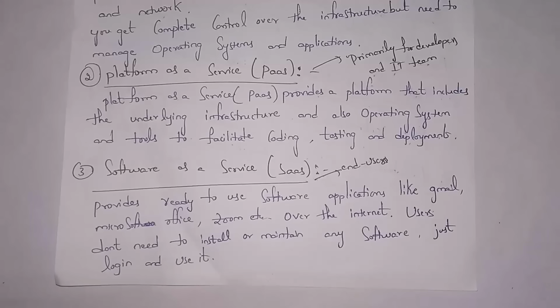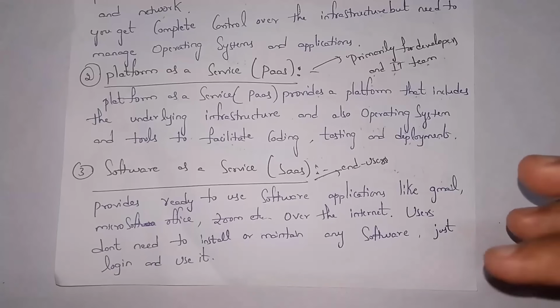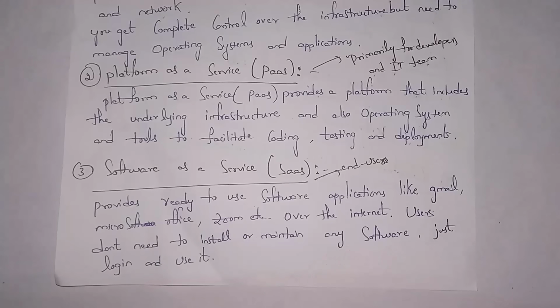Guys, whereas in IaaS, companies like AWS will provide only infrastructure, that is nothing but server, storage, etc. And whereas in PaaS, companies will provide both infrastructure, that is nothing but servers, and as well as operating systems. And whereas in software as a service, companies will provide infrastructure, operating system, and as well as softwares like Gmail, Microsoft Office, Zoom, etc. So we just need to log in and we can use.